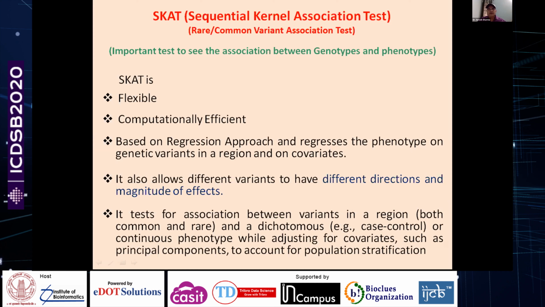If you look at the C alpha test, or the weighted sum test, or the other tests, they are known as burden tests, where either they look into the direction or they look into the magnitude. But this can look into the variance direction as well as magnitude. That's why the sequential kernel association test is very important. It tests for association between variants in the region, both common and rare, and dichotomous, that is case control, or continuous phenotype, while adjusting for covariates, such as the principal components or maybe age or gender, etc. So all this flexibility is there.